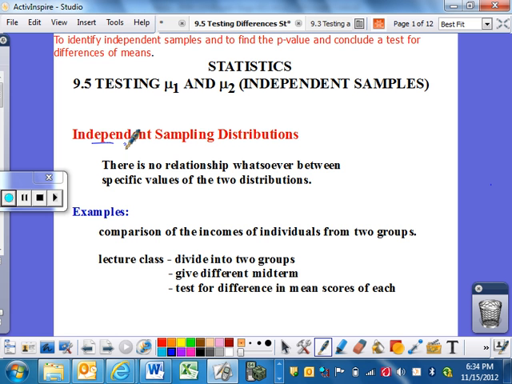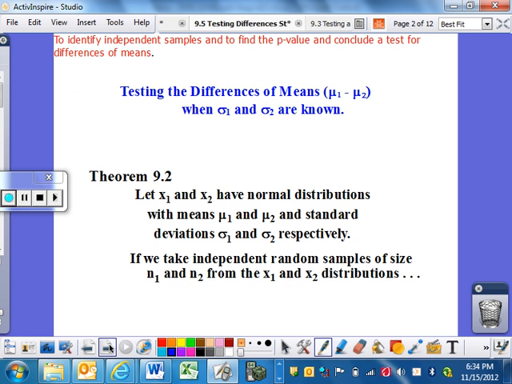Independent sampling distributions, there's no relationship at all of any of the values. Some examples would be incomes of individuals from two separate groups. If I have a lecture class, or if you think about our stats classes, it could be period 2 is different from period 4, and I could give you all different midterms, and then we could test for the difference of mean scores of each. So that's a reason that we could use these.